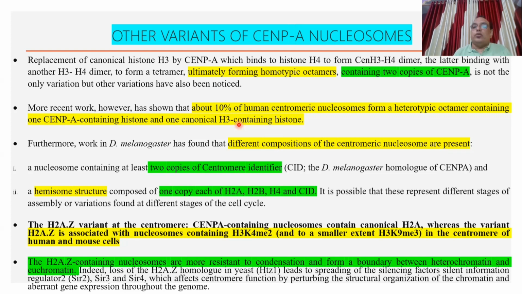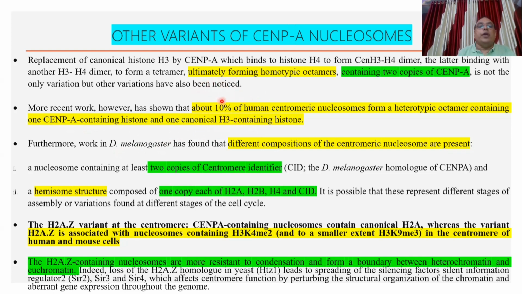In normal centromeric cases, in most of the centromeric cases, what happens? The canonical H3 has been replaced by the centromeric H3, that is the CENP-A. But in 10% of the cases, the centromeric H3, that is CENP-A, is also present along with the canonical H3, that is the normal H3 plus centromeric H3. Both are present, and centromeric H3, which was forming a dimer with H4, forms a dimer with canonical H3. So here you can say that a dimer is being formed by centromeric H3 and canonical H3. This is an aberration. It has been found in 10% of cases.